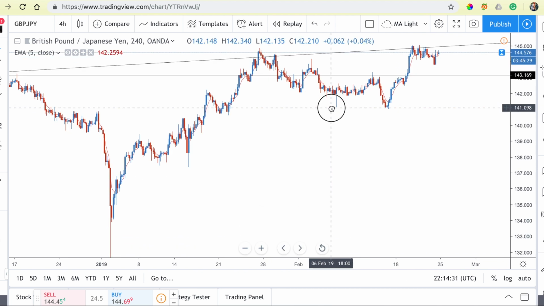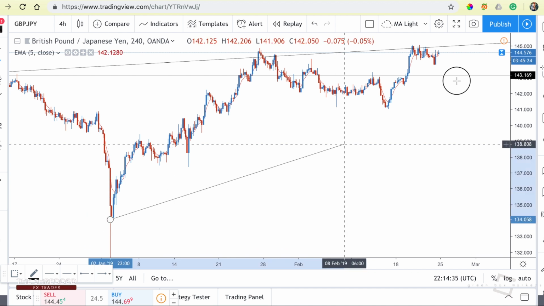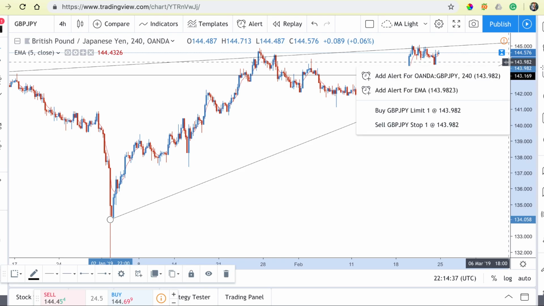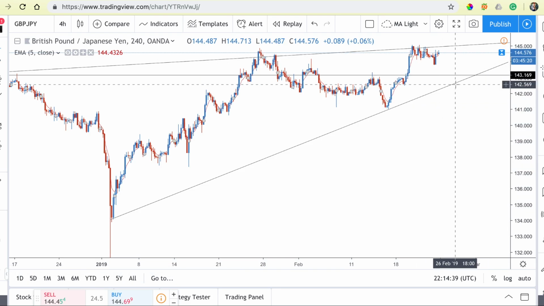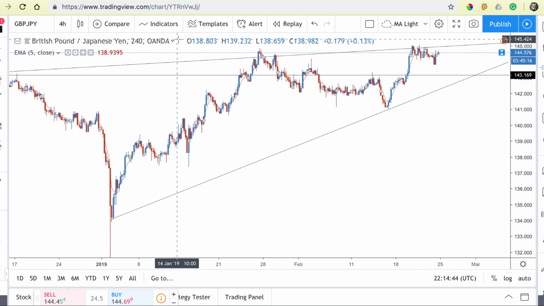Alternatively, if we do get a break below, then obviously we look to trade it back to here. You get a break below this, you look for a flag before you look to sell.